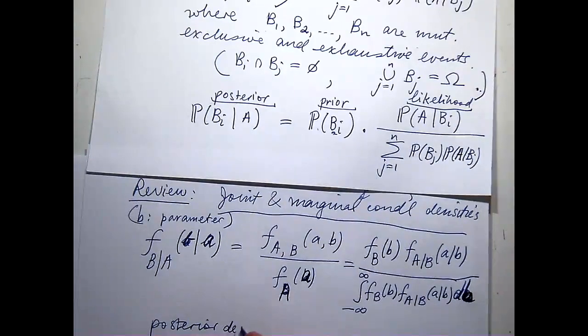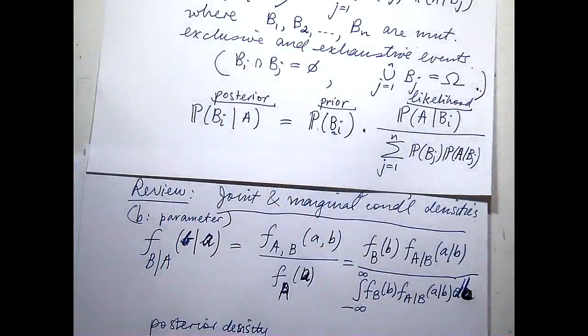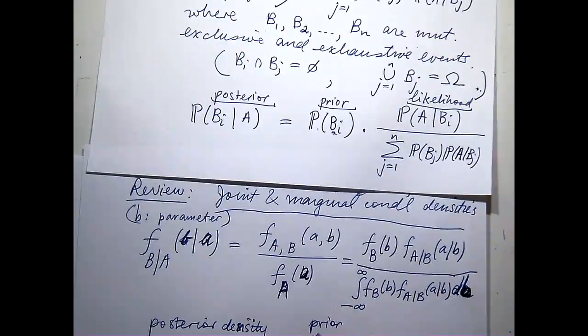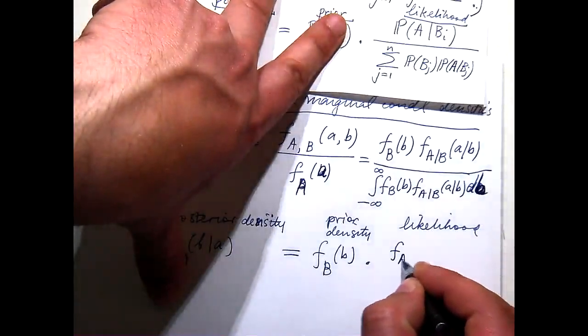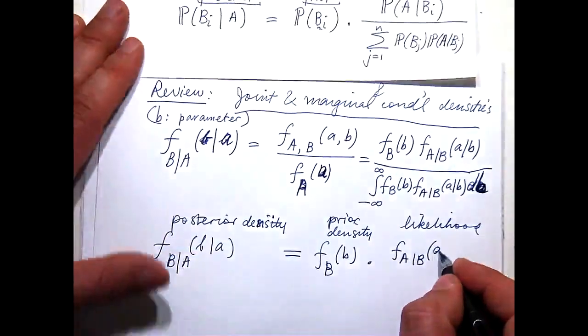To be precise, this is the posterior density. That one you might call a posterior PMF because it's discrete. So the posterior density is equal to the prior density f_B of b times this factor, which is the likelihood. Now remember, likelihood is a fancy word for the density function given you know the parameter. So f_{A|B}, where b is the parameter that we know, of a given b.